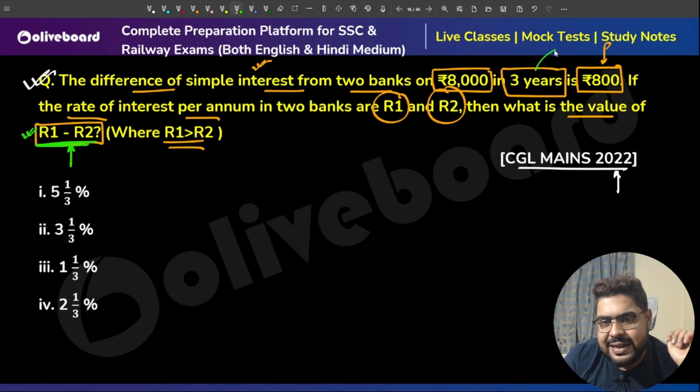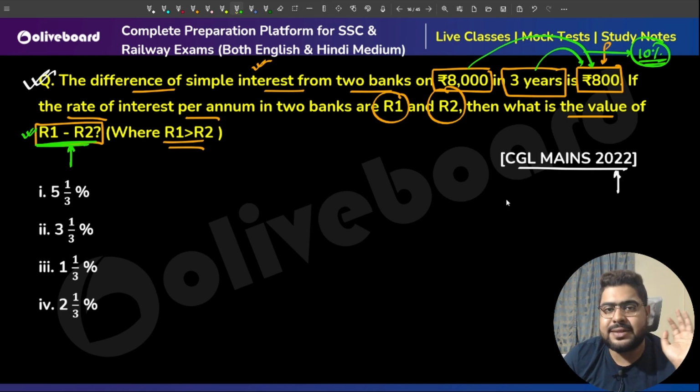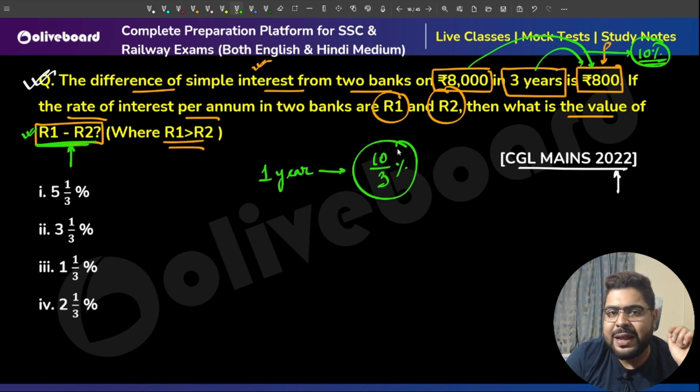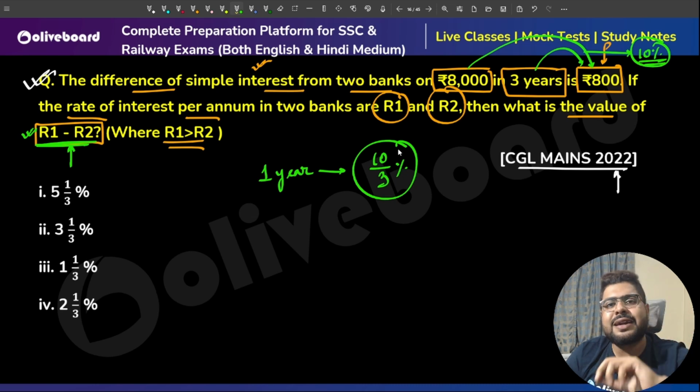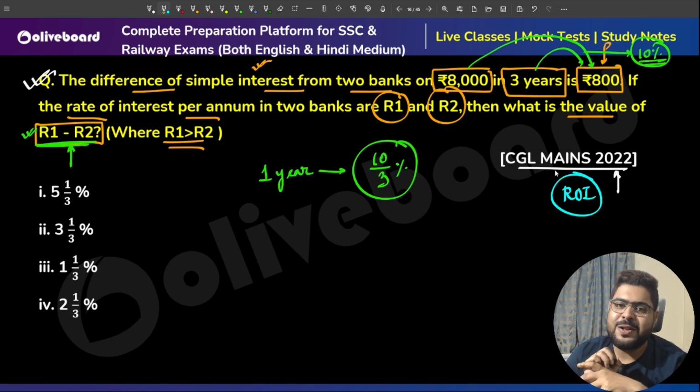So 3 years, 3 years. First you tell me, sir, on 8,000, the difference is 800. Sir, can I simply say that is 10%? The difference of interest is 10% in 3 years, sir. So for 1 year, what will be the difference, sir? 10 by 3%. Now, 1 year interest is called what? 1 year interest is the rate of interest only. So the 1 year rate of interest difference is this much, sir. So that is nothing but my answer, sir.